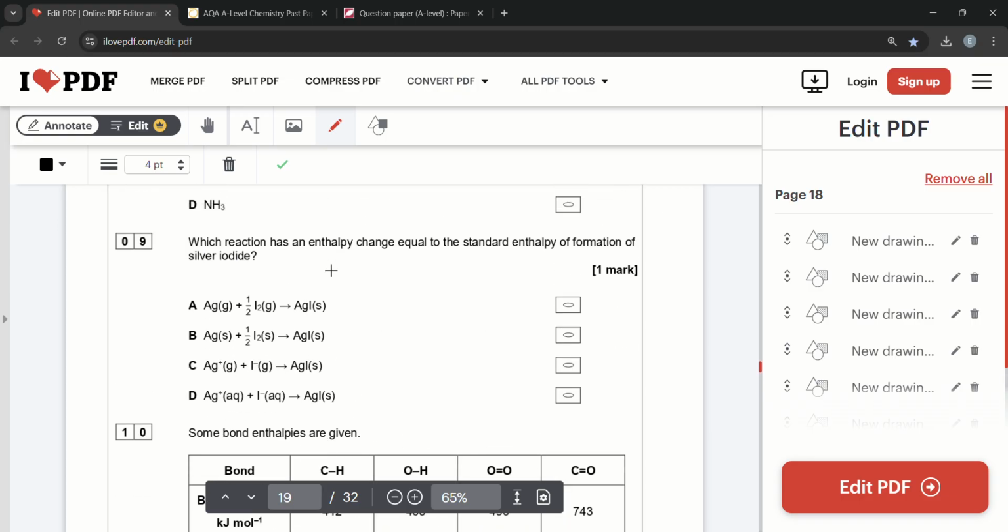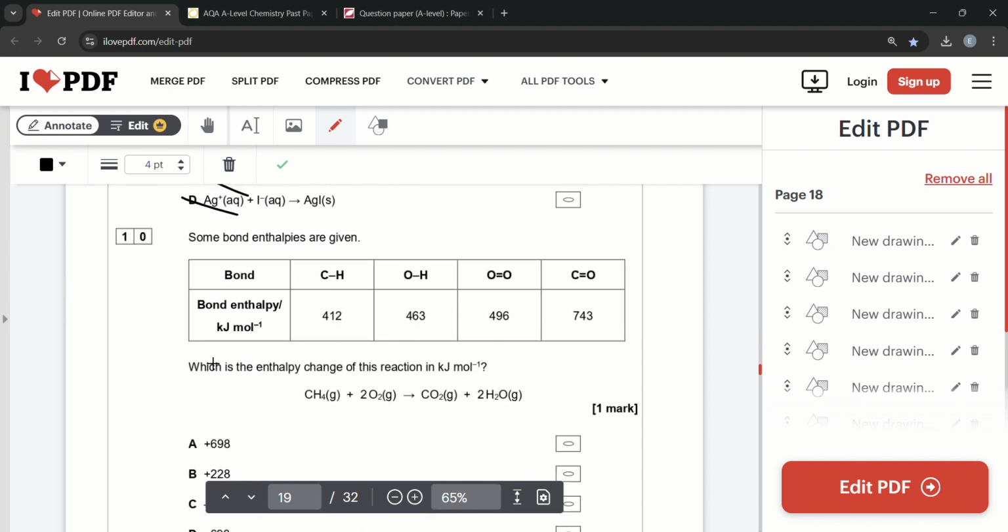Which reaction of enthalpy change equals the standard enthalpy of formation of silver iodide? Remember, with enthalpy, it's not ions, so these two are immediately crossed out, so we're left with these two. And is silver in its gaseous state? No, it's in a solid state, so that's wrong. A is wrong, so therefore it must be B.